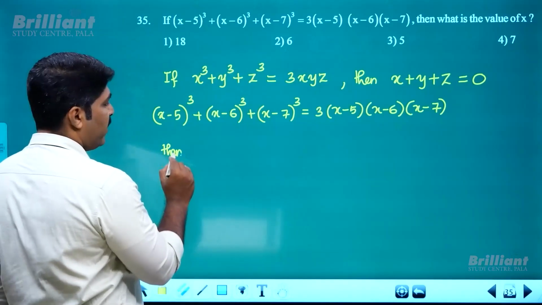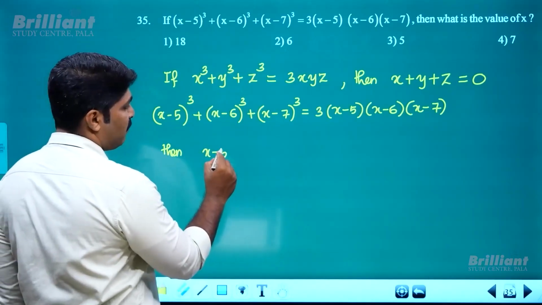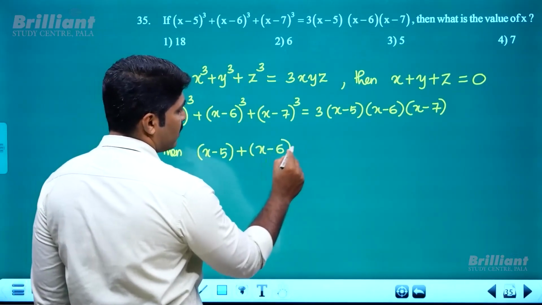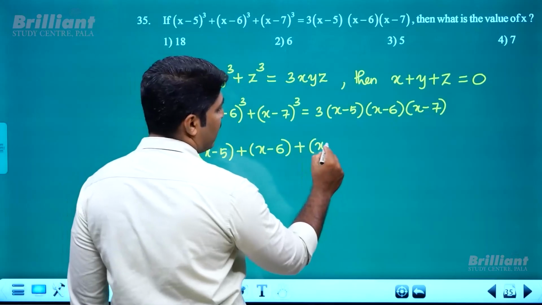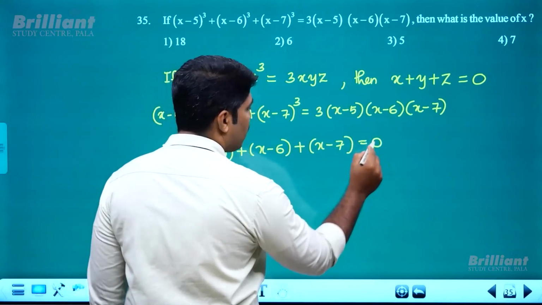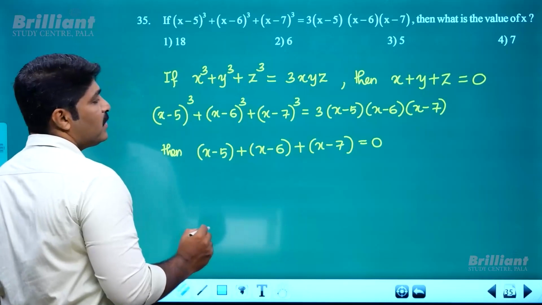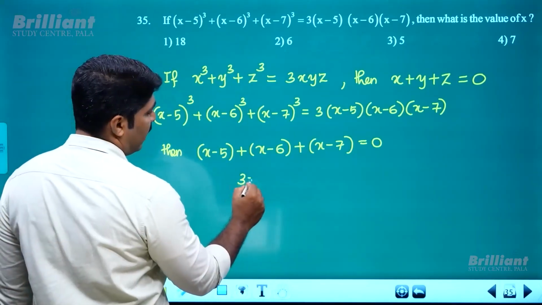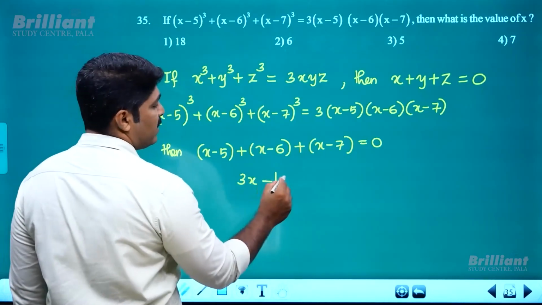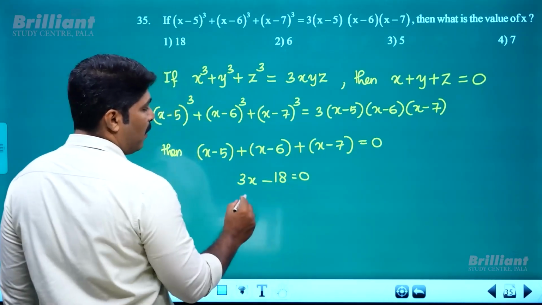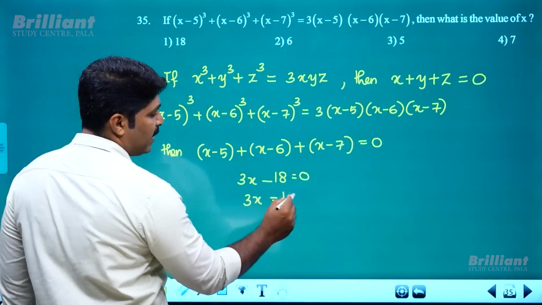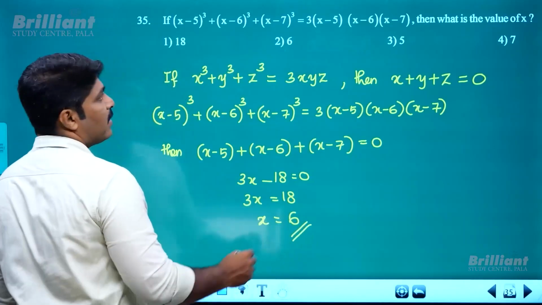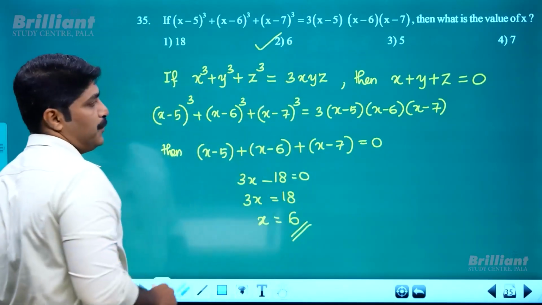Then we can say x minus 5 plus x minus 6 plus x minus 7 will be equal to 0. While we are adding these values together, what you will get? This is equal to 3x minus 18 equal to 0, or 3x equal to 18, hence the value of x is equal to 6. We reach the conclusion that the answer is option 2.